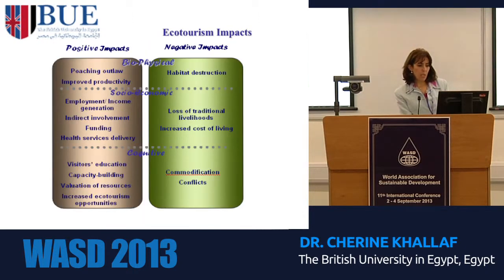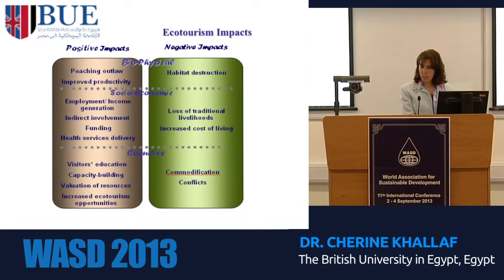Now, this is a representation of the three categories of impacts that we have. The biophysical, we have both the positive and the negative. This was the actual findings from the case study, that we had positive impacts, such as prohibiting hunting and improving the productivity, whereas there was, on the other side, habitat destruction.